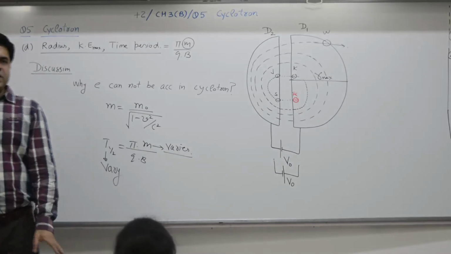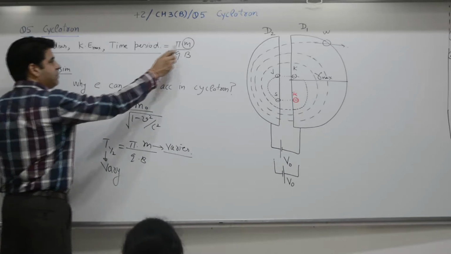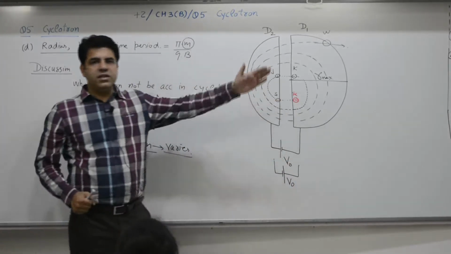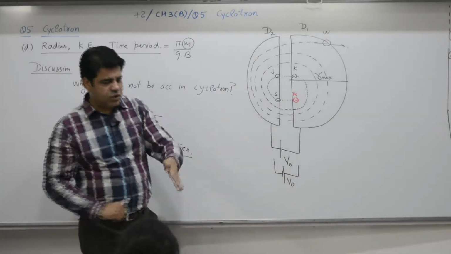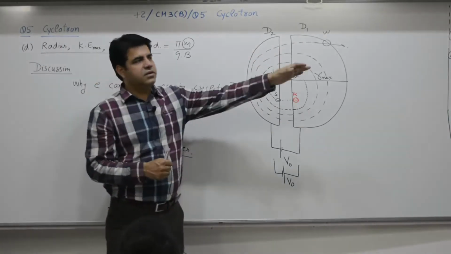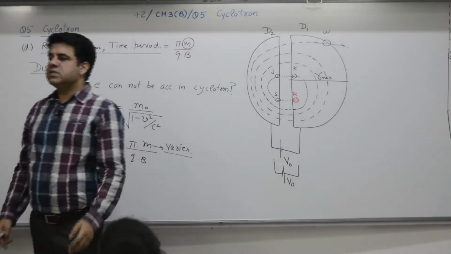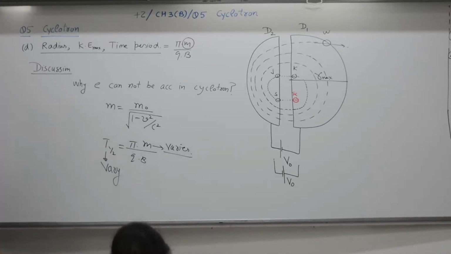So why can an electron not be accelerated? Yes, mass varies with speed. If mass varies, time varies. If time varies, this machine won't be in rhythm. Say a swing is coming back and you hit it. When it is moving, you may hit it at the wrong moment. So loss of rhythm, loss of synchronization. Two minutes to write. Board question, 2 marks: why can an electron not be accelerated in a cyclotron?